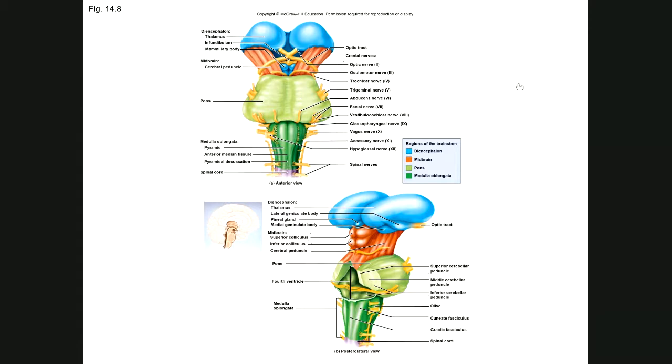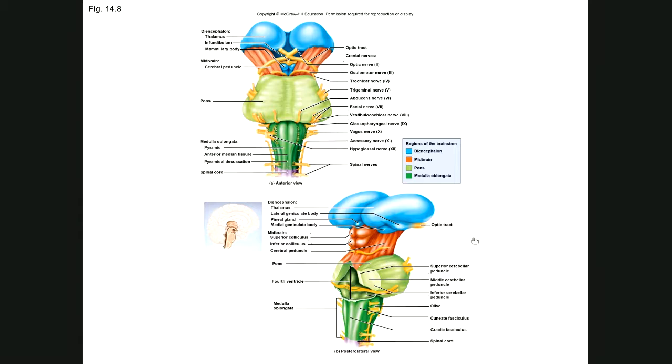Not railroad tracks, but what type of tracts run through this? What are tracts here in the central nervous system? What are they? Okay, they're bundles of axons, right? Bundles of axons in the central nervous system will run right through the pons there. These bundles are referred to as tracts.